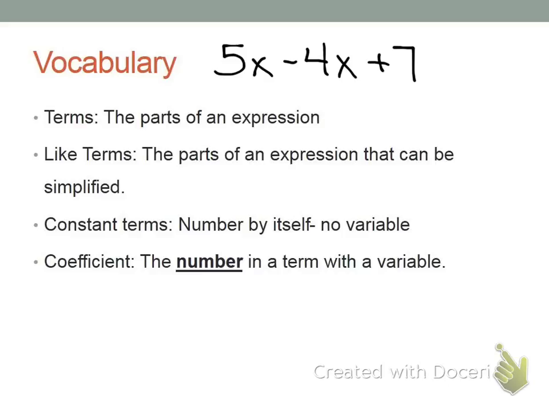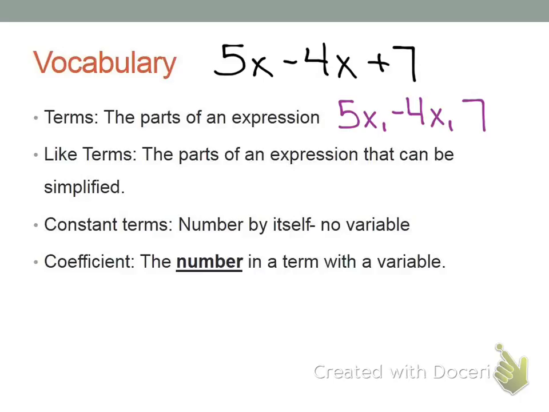You had a minute to go ahead and write down that definition. So I want you to identify each term in this expression. What does that mean? That means 5x, negative 4x, it's negative, and 7. Okay? I'm just saying what it is. Each term is an individual part of the expression.